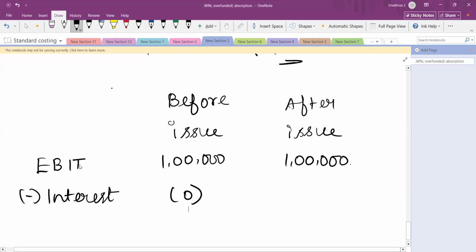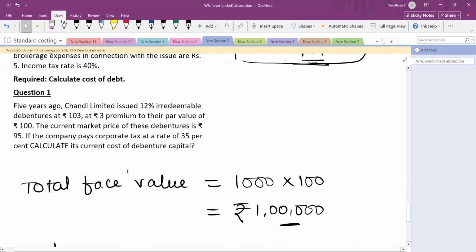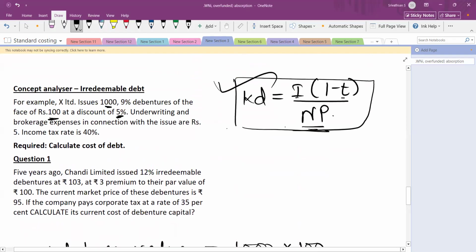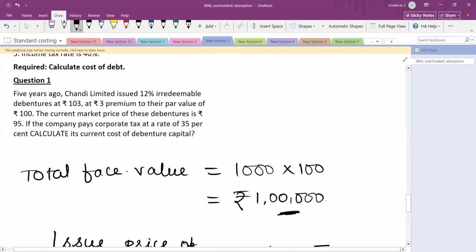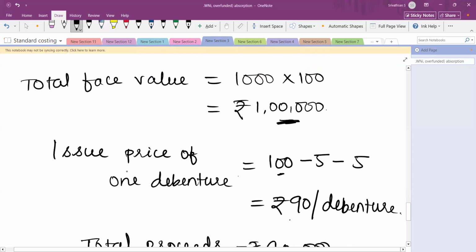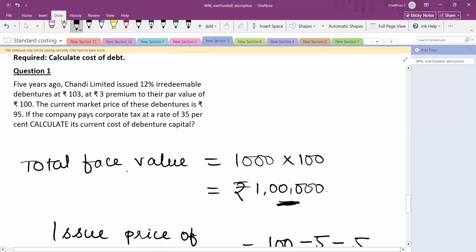But after issuing 1000 debentures at a total face value of 1 lakh rupees, we have to apply the coupon rate on the face value. Coupon rate is 9% and the total face value is 1 lakh. And we know that interest should be calculated on the face value and not on the issue price or the market value, because market price will keep on fluctuating, but face value will remain constant. So interest should always be calculated on the face value of the debenture, because face value is the value that the company has promised to pay to the debenture holders at the time of redemption, right?